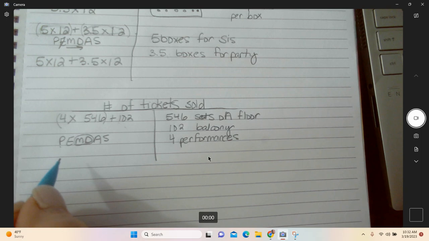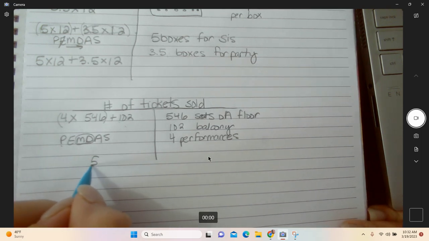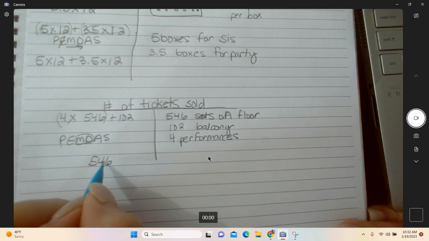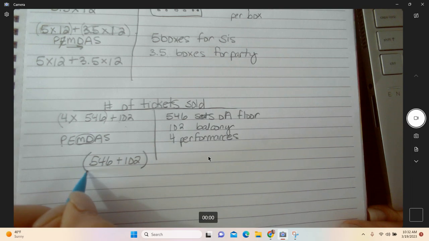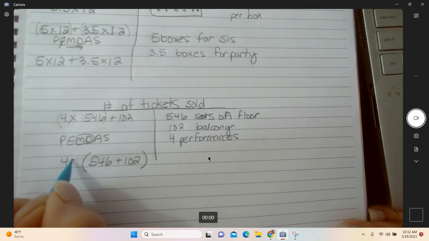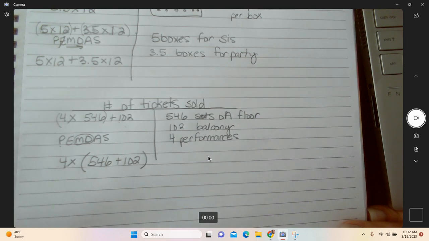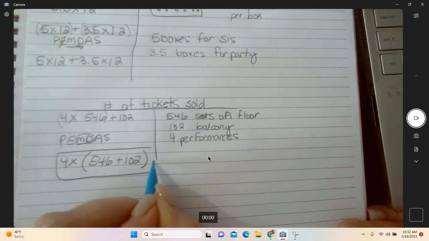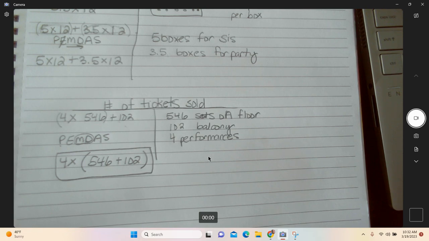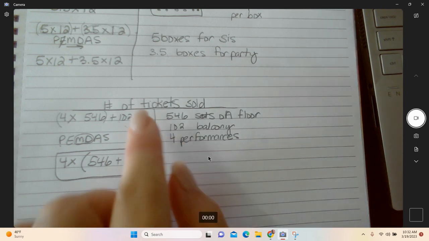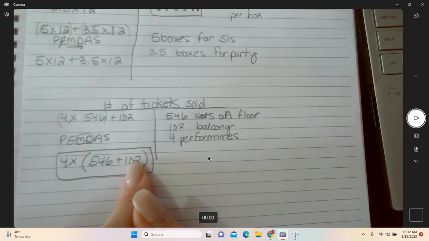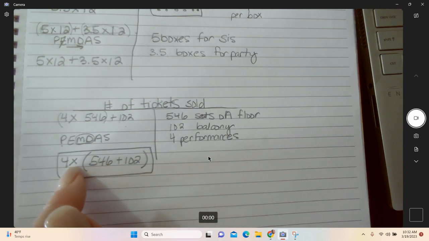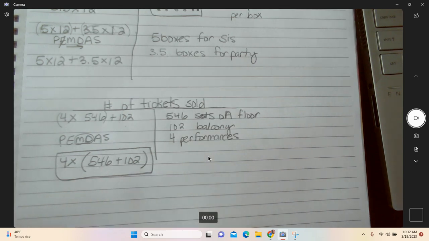So I think I really do need parentheses this time, because I want to show 546 balcony or floor plus 102 balcony seats. I need to add those up first and then multiply times 4 for the 4 nights, the 4 performances. So it would end up turning out like this. You just have to really think through the problem, what the problem is telling you, and how you could get to this part right here. This will tell me the number of tickets sold, because every seat would be a ticket. This many sold on the floor, this many on the balcony, times the 4 times they were performing. So I'm positive we have that one right.